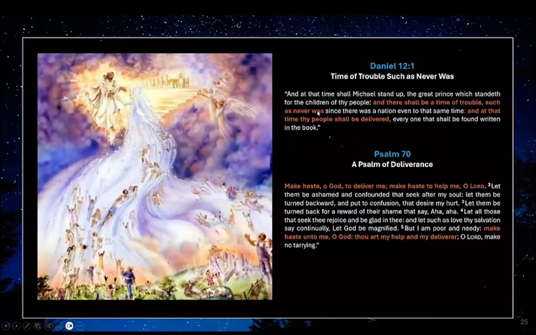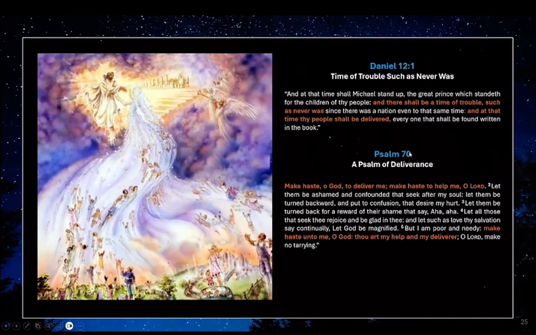And this is what we're coming to. And at that time shall Michael stand up, the great prince, which stands for the children of thy people. And there shall be a time of trouble, such as never was, since there was a nation, even to that same time. And at that time thy people shall be delivered. So this is a sign of deliverance, this time of trouble, a time of deliverance. And that's just like Israel was delivered by Yahuwah, who bore them on eagle's wings and brought them unto himself.